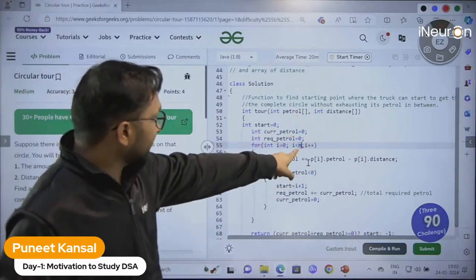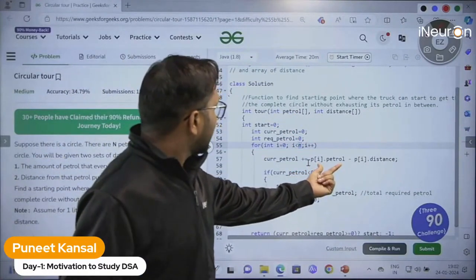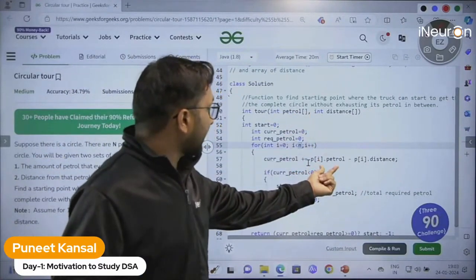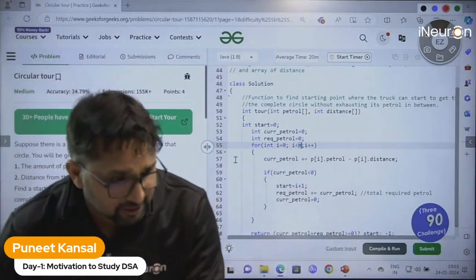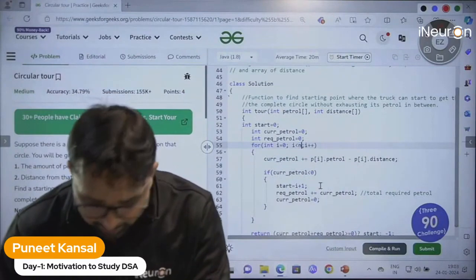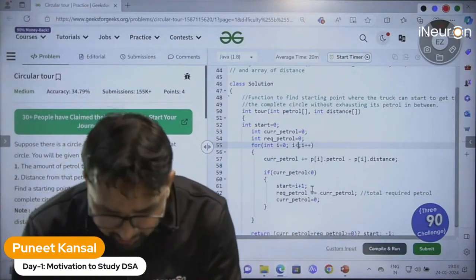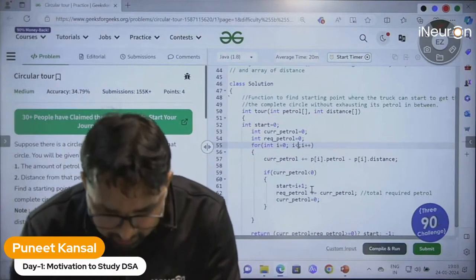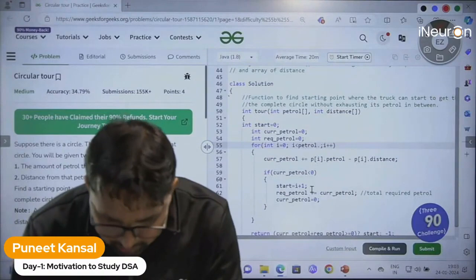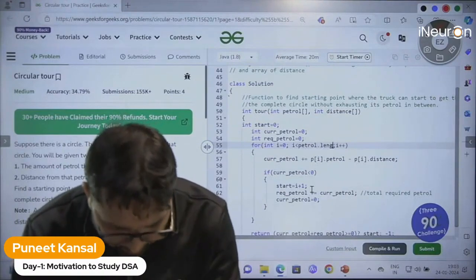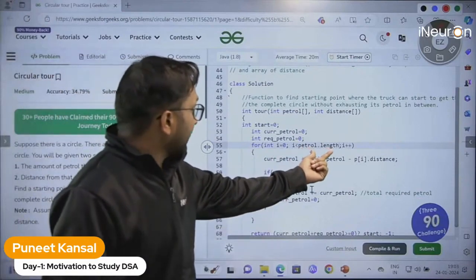This thing we need to replace, and this thing also we need to replace, because now we have arrays, we don't have a structure. So these two things, that's it. Let me update these two things. One is in place of n. We need to find the length of the array. So petrol.length is there. In Java we have the length property, we can use that. So n number of stations are here.